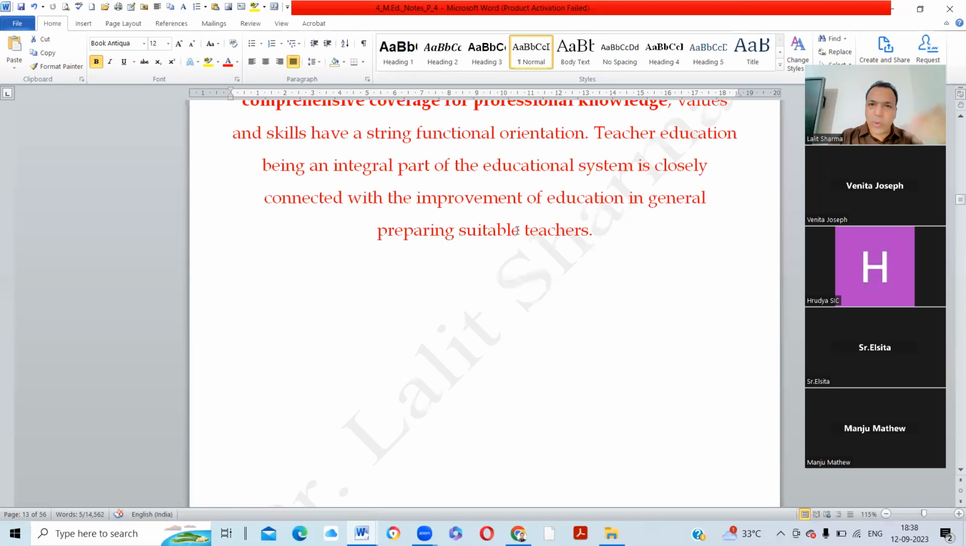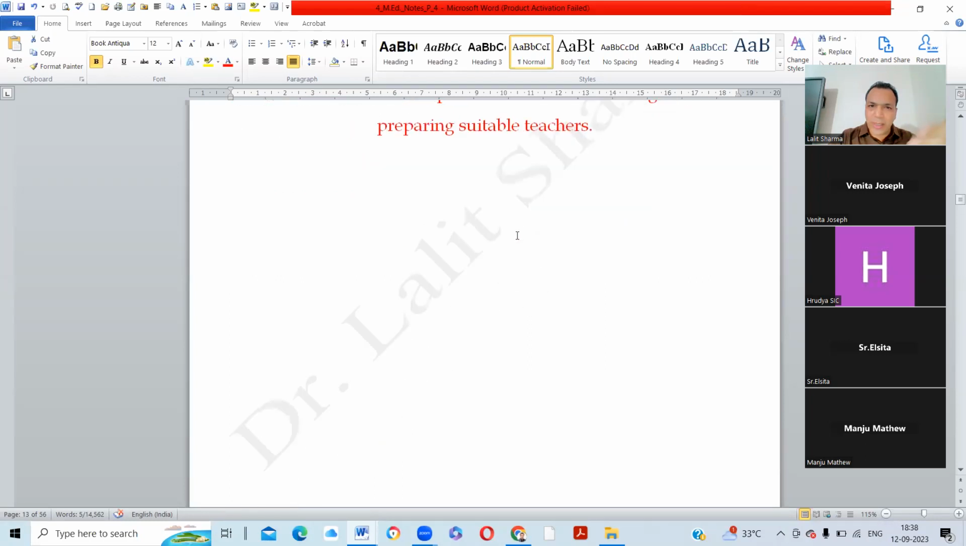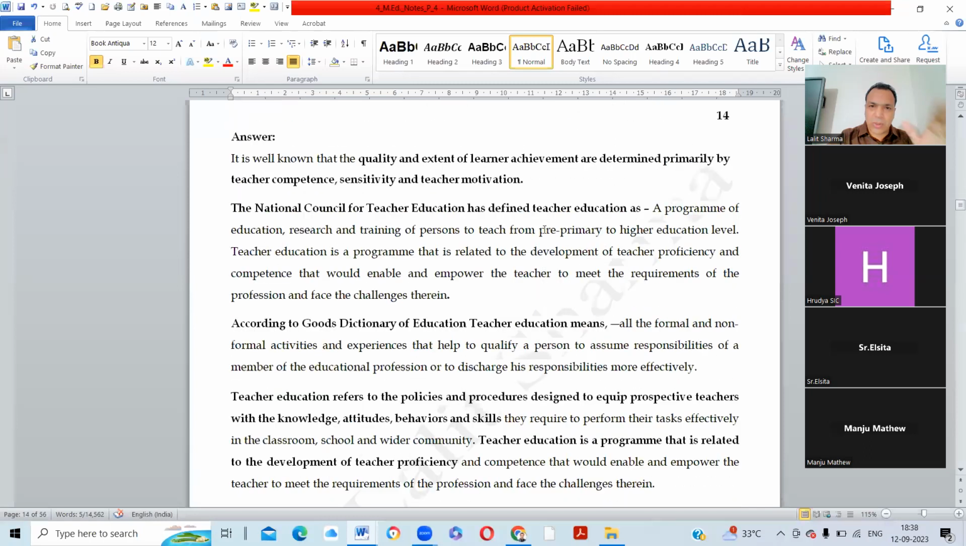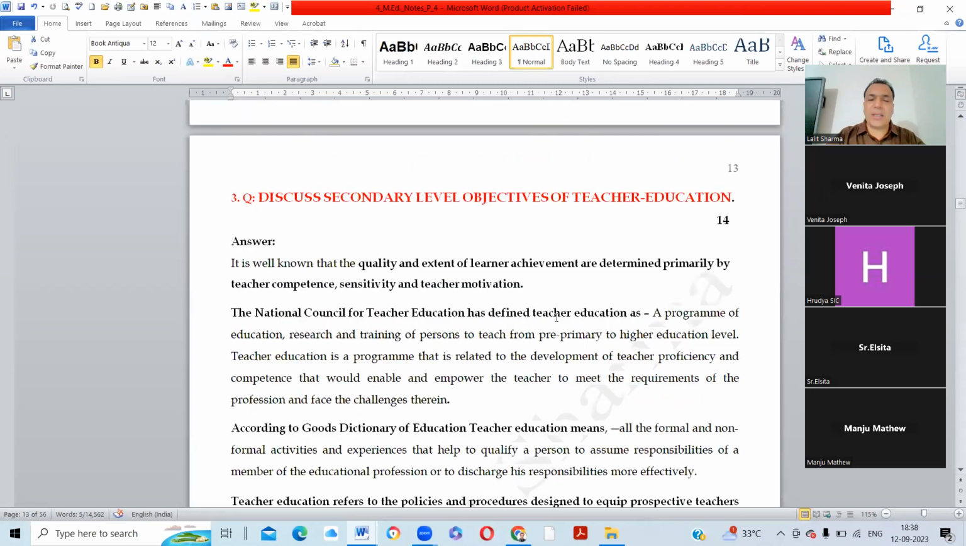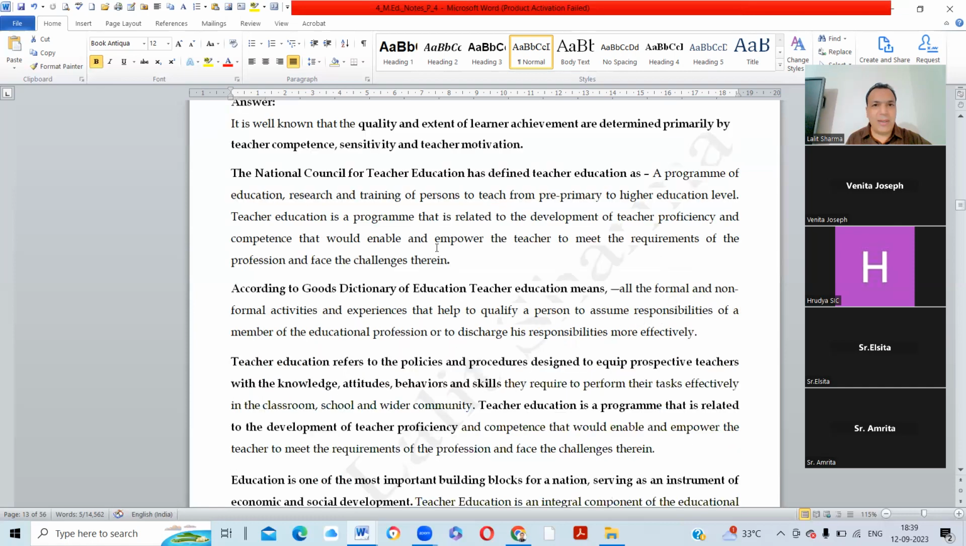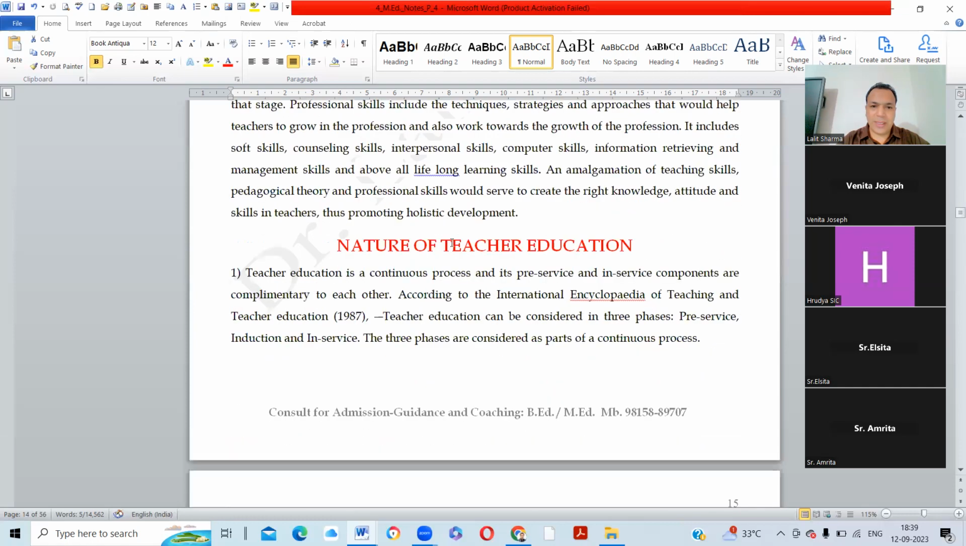Now, okay, I'm going swiftly because the concept I have already cleared to you through the syllabus. Later on, you can see the notes. Discuss secondary level objectives of teacher education, right? Now, secondary level कौन सी classes होती हैं? One is primary level, one is secondary level. Secondary level are the 8th, 9th, 10th, plus 1, plus 2. Okay. Naturally, in these classes, objectives would be different from the first class, second class, third class. That comes under the primary level, right? So here you have to talk about objectives of teacher education at the secondary level, right?